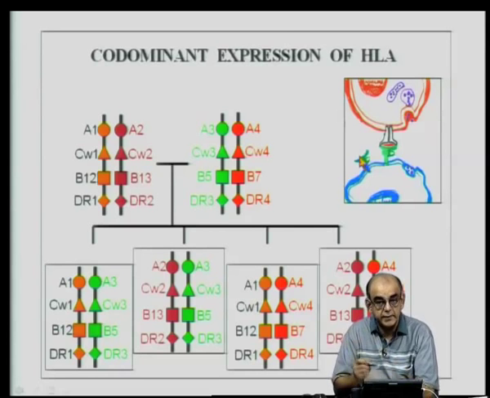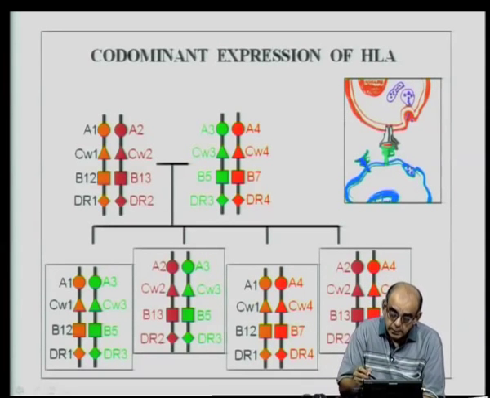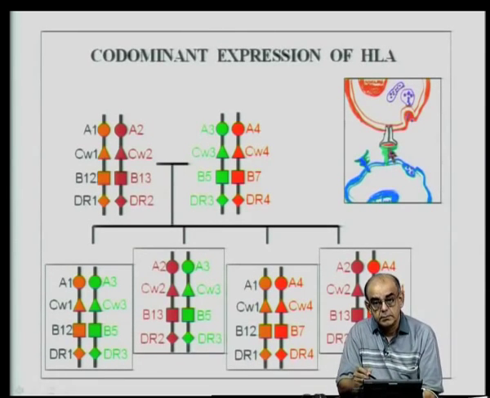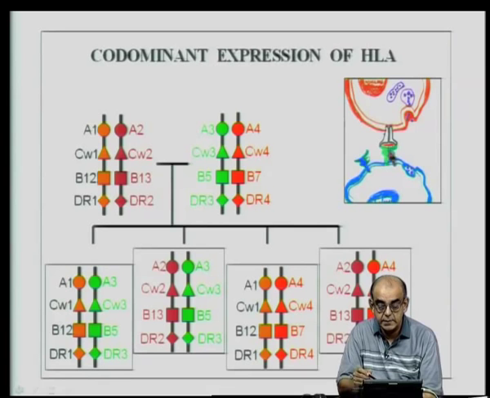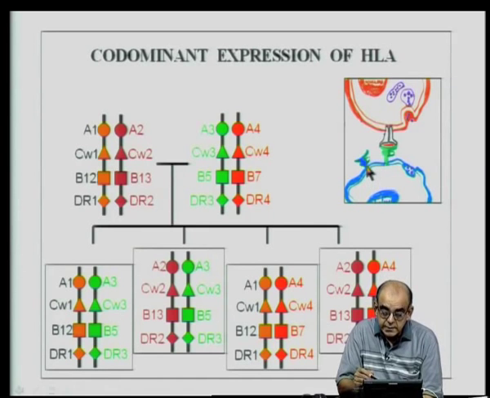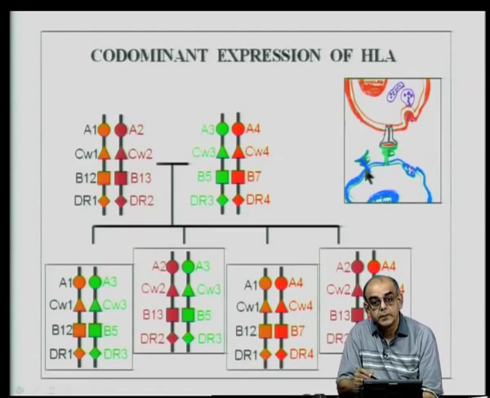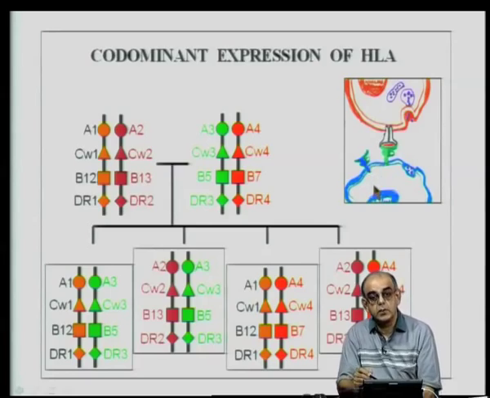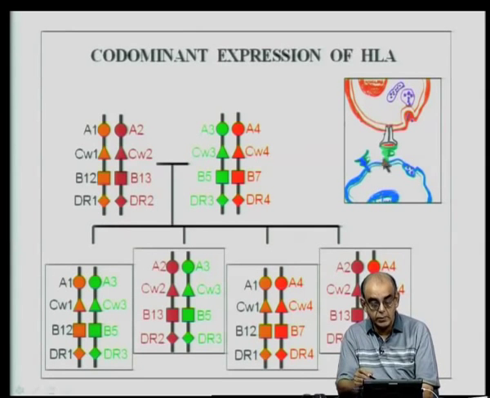And a T cell receptor from a non-self individual, or let us say you have a T cell receptor that recognizes A3 as self, then the same T cell receptor will recognize A4 as non-self. So, you see how the self and non-self recognition comes into play over here.